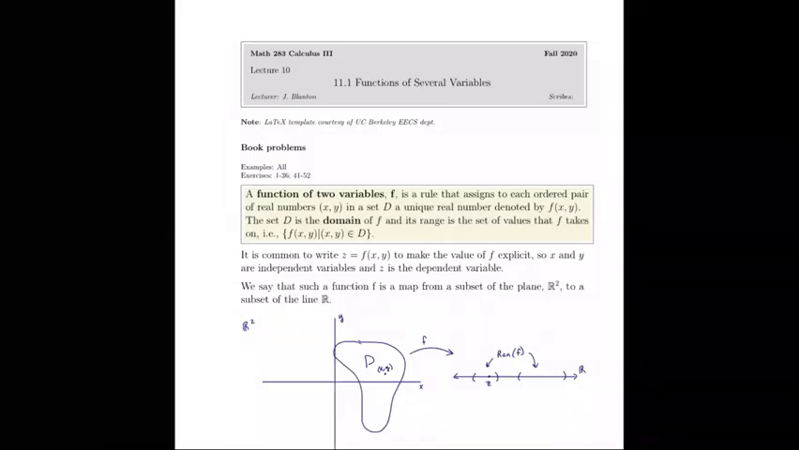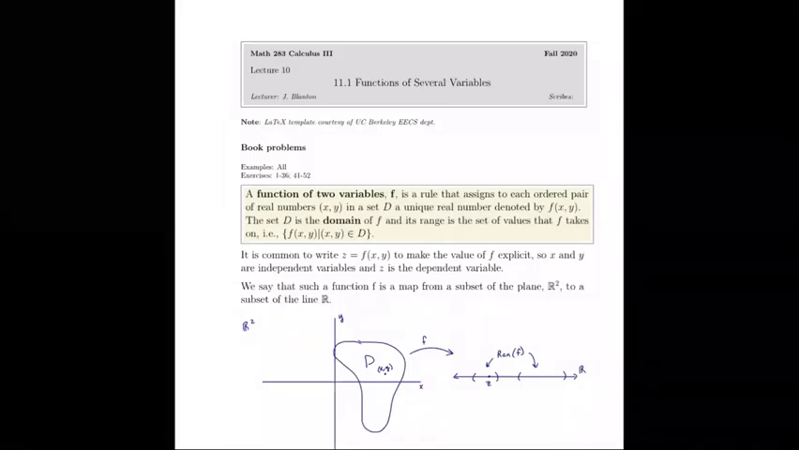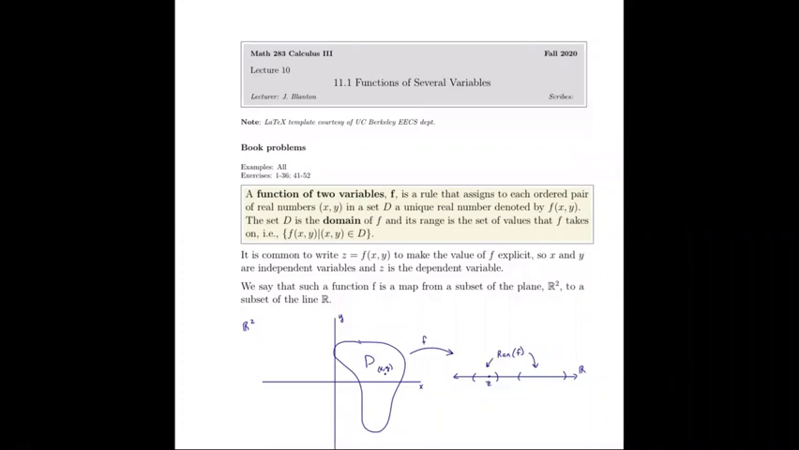Section 11.1 is functions of several variables, and in fact, chapter 11 is going to be calculus of functions of several variables. So this just introduces the definition of a function of two variables. We'll see the definition of a function of three variables with a couple examples as well. And it works on some of the algebra involved.